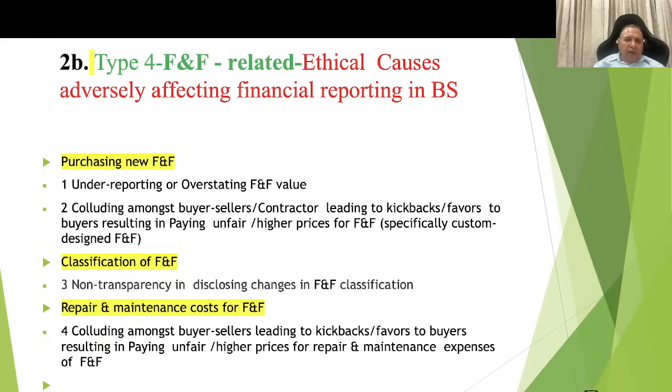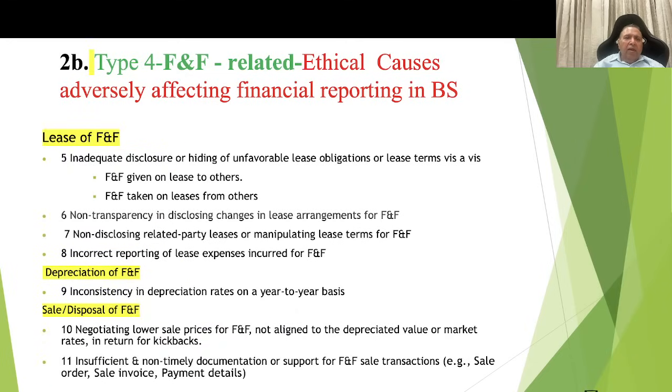Classification: no transparency in disclosing the changes in the financial F&F classifications. Repair and maintenance cost of F&F: colluding amongst the buyer and seller, leading to kickbacks and favors to the buyers, resulting in paying unfair and higher prices for the repair and maintenance expenses for the F&F. Lease of F&F: this is similar to the one I shared earlier, that is, F&F given on lease or F&F taken on lease.